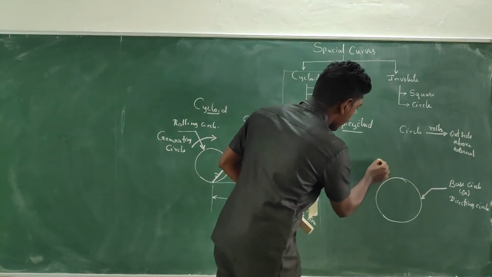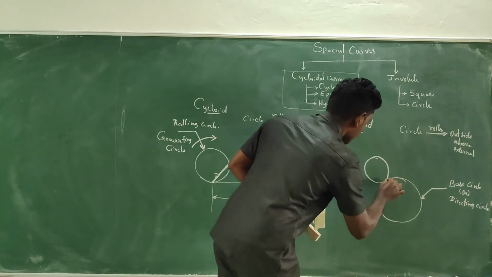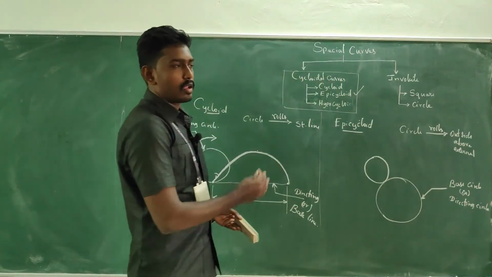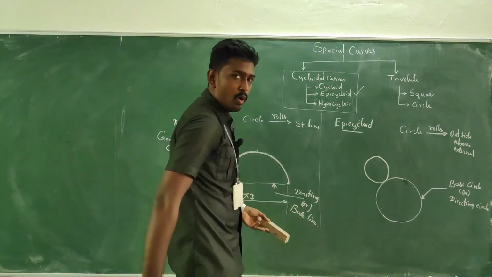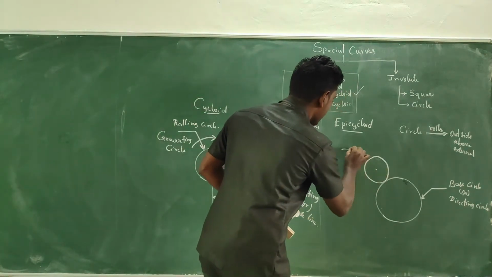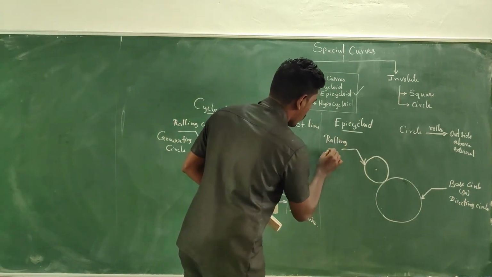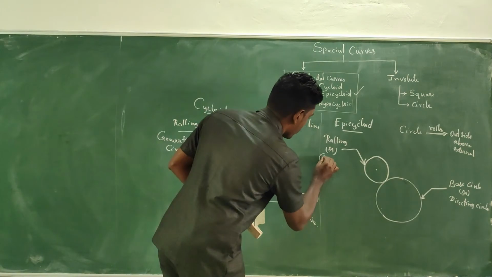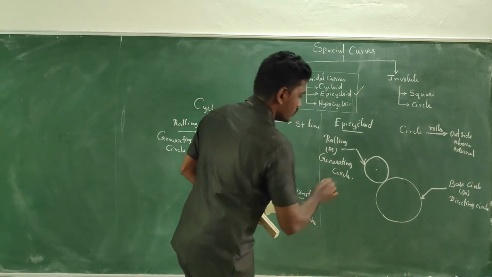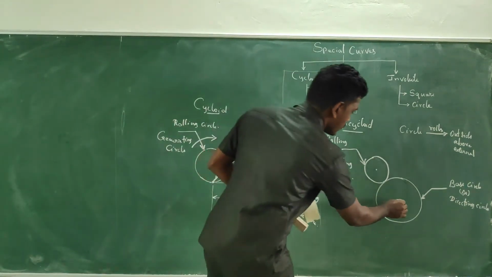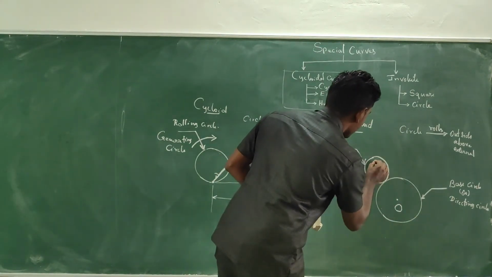And a rolling circle is just placed in this manner. The circle is having external contact, right? So this is a base circle, it's just rolling above it. So this is the rolling circle or generating circle. Okay, so I can take the center of this base circle as capital O and this as C.